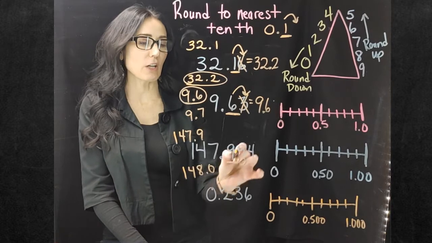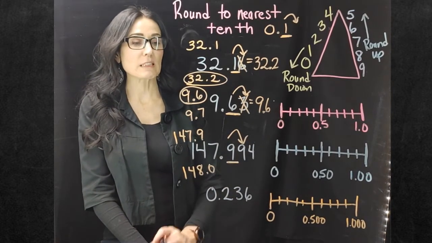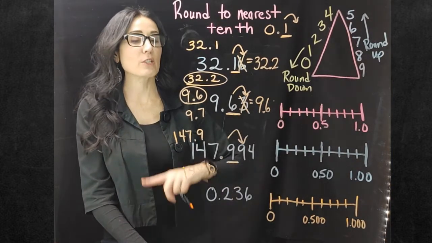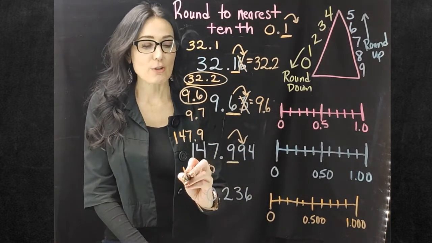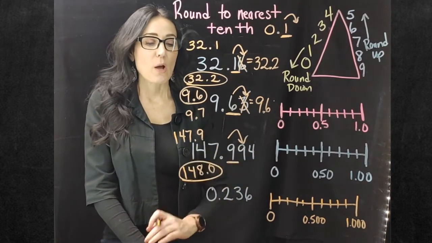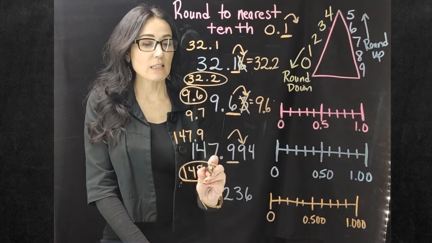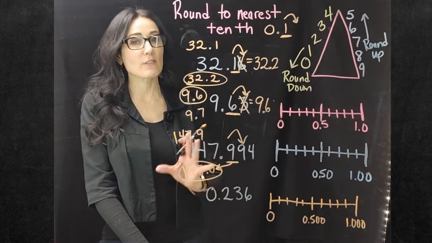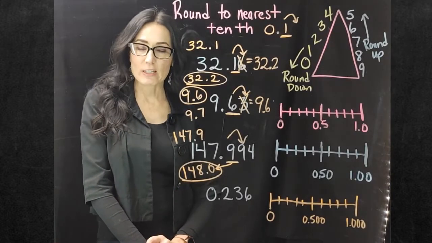Okay, so let's take a look. We have a 9 next to it. So according to our rules, anytime you have 5, 6, 7, 8, or 9, we're going to round up, which means the number is going to become a little larger. So therefore, our answer is going to be 148 and 0/10. Now in this case, you do want to change that 9 into a 0, showing that you have 0/10.